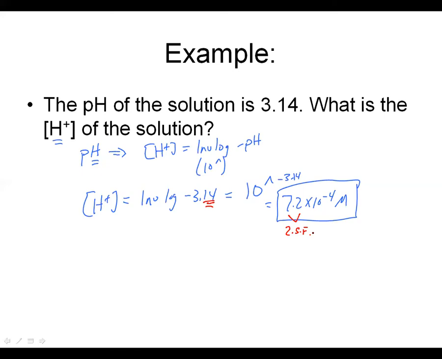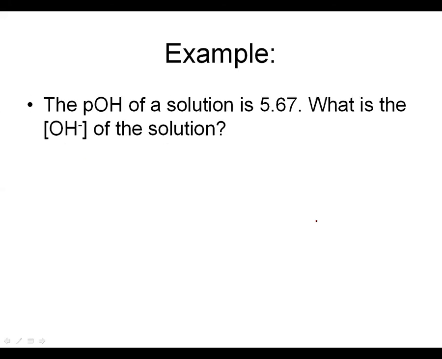Any questions on that calculation? Okay. So why don't you try it here with this one? This is the pOH value of 5.67. What is the OH minus concentration?